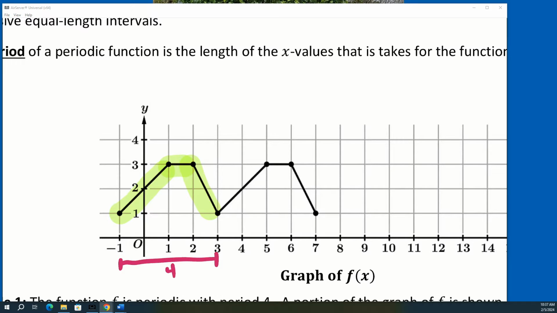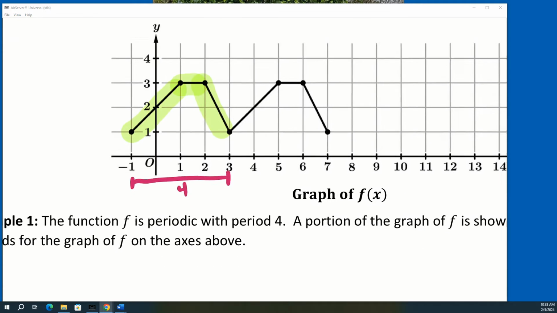And so we start off at this point at (-1, 1). And then if I added 4 to the -1, I'd get 3. And then the y value is still the same. And then if I add 4 to 3, I get 7. And the y value is still the same. And then that's going to keep repeating over and over and over again.